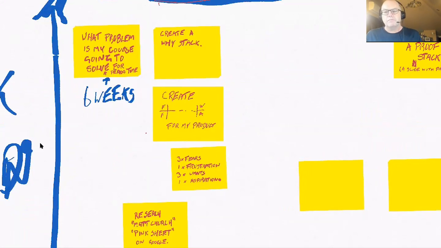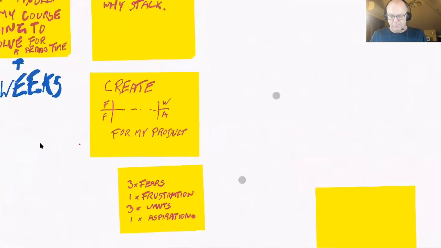Okay, now let's apply the certainty principle. So you've got to create a Y stack. We've got to create the fears, frustrations. We've got to come up with 3 fears, 1 frustration, 3 wants, and 1 aspiration. Right? That's the breakdown of the Y stack. And that was done in a lot of detail, so this is all pulled from the course itself.